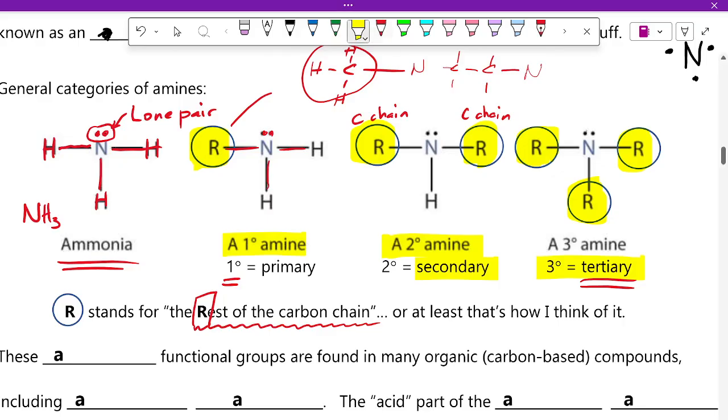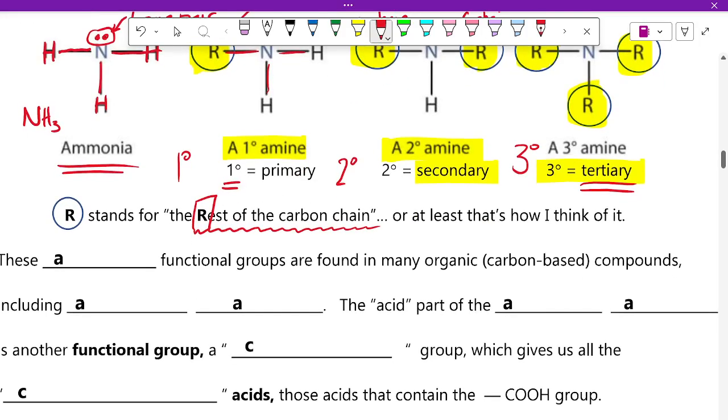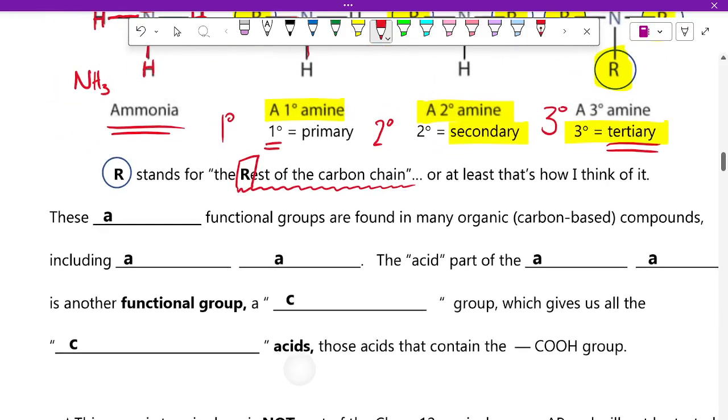And if you're unfamiliar with it, you can use the abbreviation primary, secondary, and tertiary. But do you need to know any of that for Chem 12? No, you do not. I'm just leaving it out there because it will come in handy in university if you are studying chemistry or biology, both of them, okay? At any rate, an amine functional group, they are found in many organic or carbon-based compounds, including amino acids.